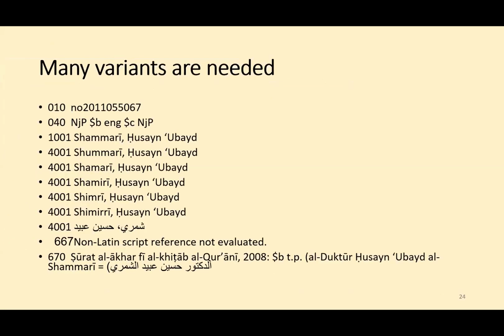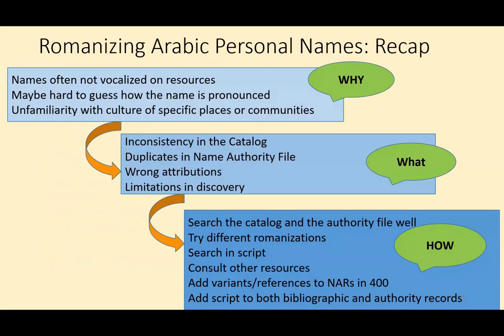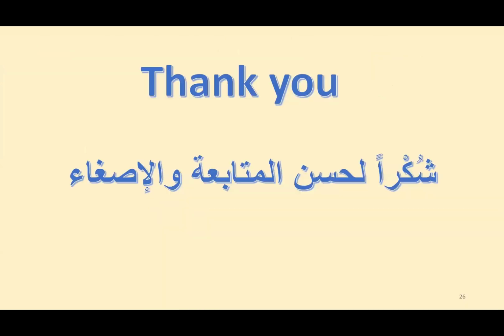And here's another example of how many variants and cross-references would be needed for certain names. And this slide summarizes the situation with the discovery of personal names in our catalog and how we can improve the discovery of our resources. And with that, I will finish my presentation. Thank you for your time and attention, and I'll be happy to take any questions.